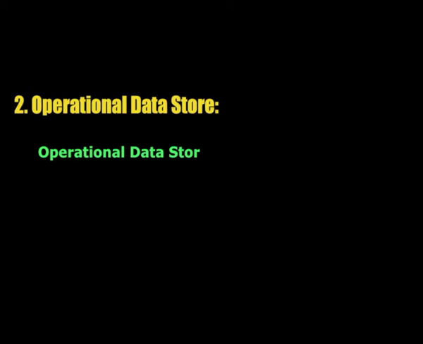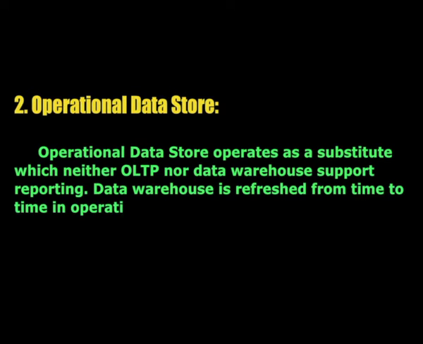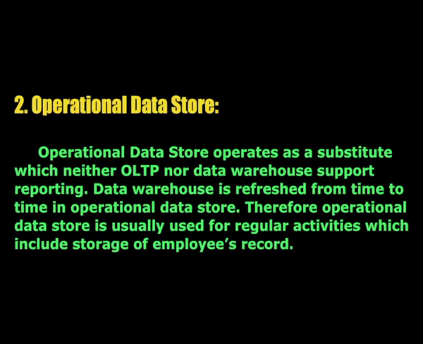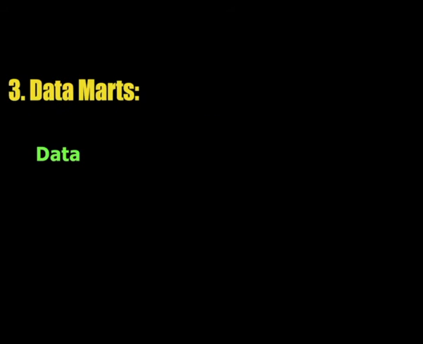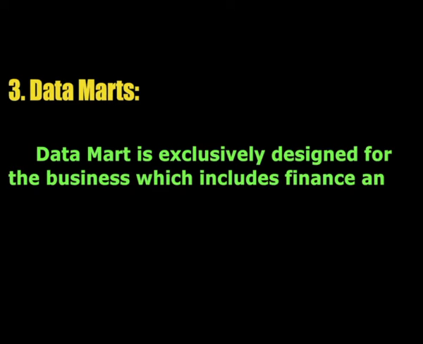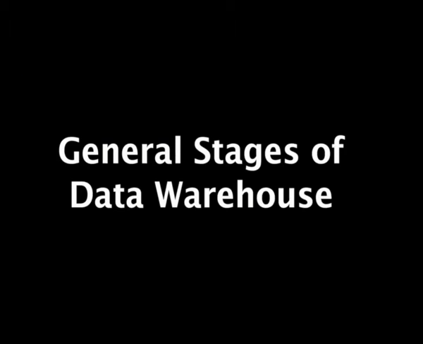An operational data store operates as a substitute where neither OLTP nor data warehouse support reporting. Data warehouse is refreshed from time to time in operational data store. Therefore, operational data store is usually used for regular activities which include storage of employees' record and many other applications. The third type is a data mart. Data mart is exclusively designed for the businesses which include finance and sales. Data mart is a subdivision of data warehouse. Let us see the general stages of data warehouse.